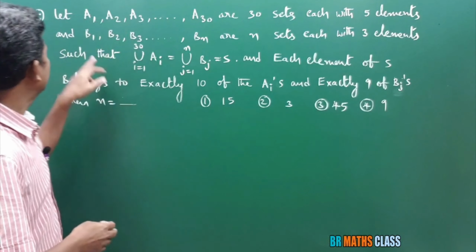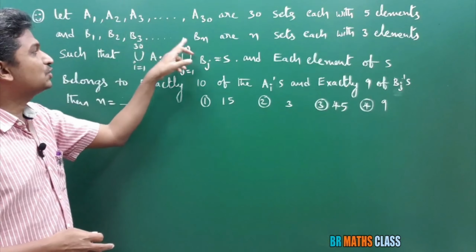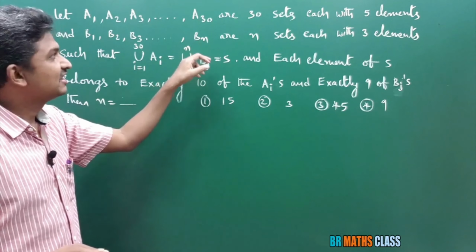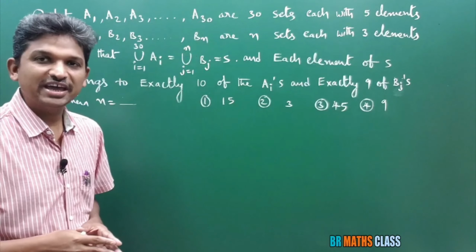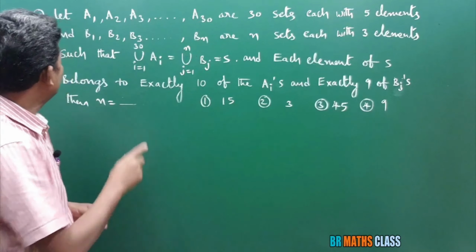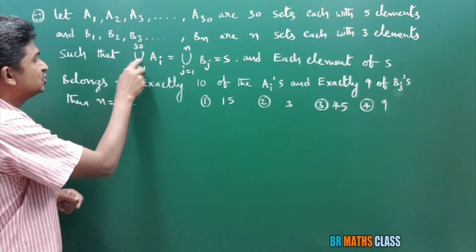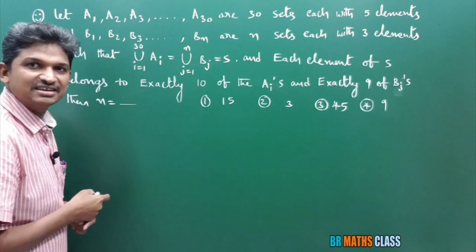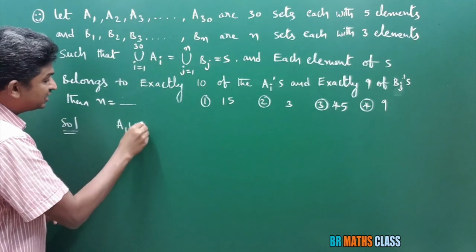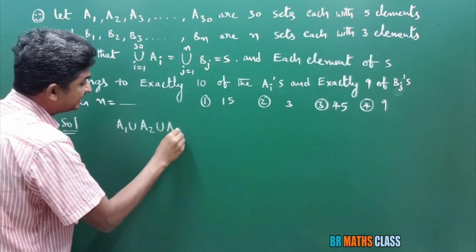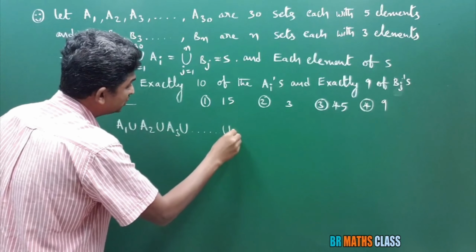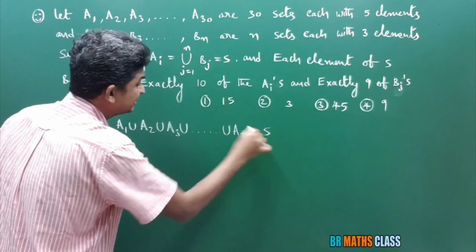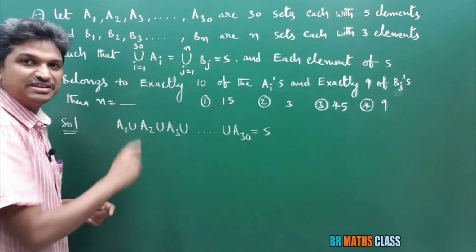In the same way, B1, B2, B3 and so on, Bn. That means how many sets are there? n sets are there, each with 3 elements. Okay, that is clear. Now you observe this, what they given, union of Ai, i equal to 1 to 30, is given as S. It means that A1 union A2 union A3, like that. If you do the union of all 30 sets, then you are going to get the set S. This information they given. This notation is very simple, right?